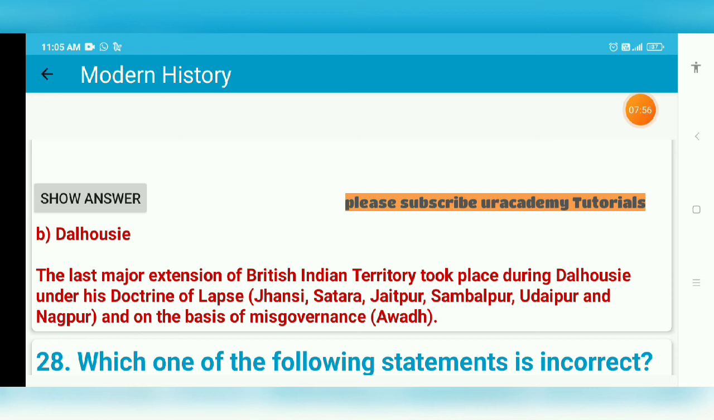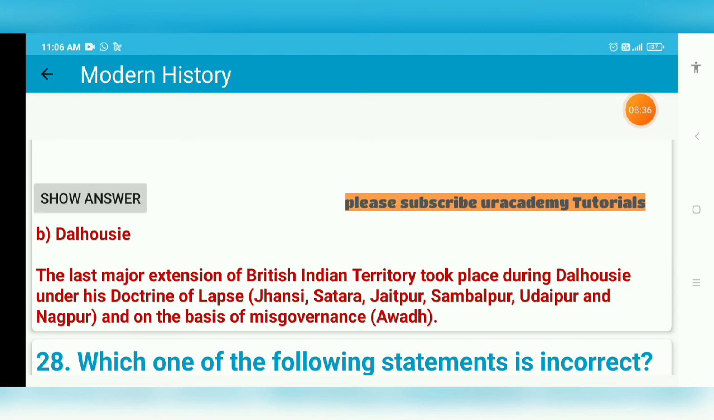Doctrine of lapse simply means those princely states which were not part of the direct British administration or British rule, if there is no heir to the empire, their territory will directly come under British rule. So one important thing about this is that only one state was annexed under the act of misgovernance by the British. It was Awadh, because Awadh had its natural heir.